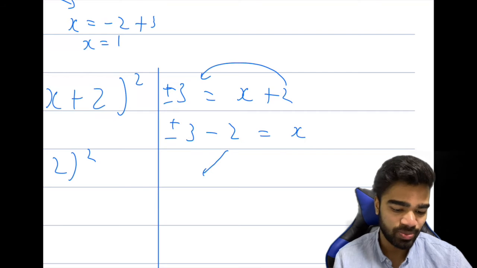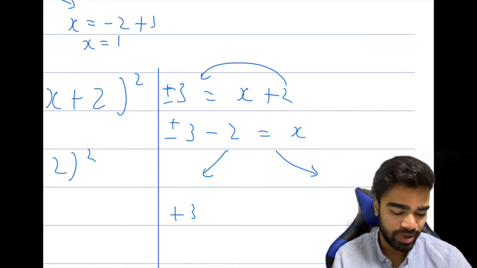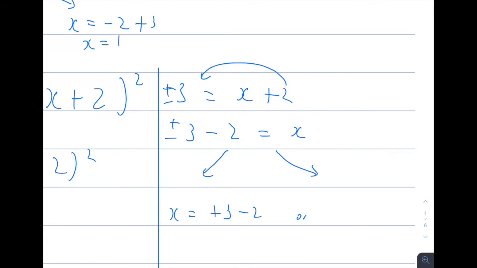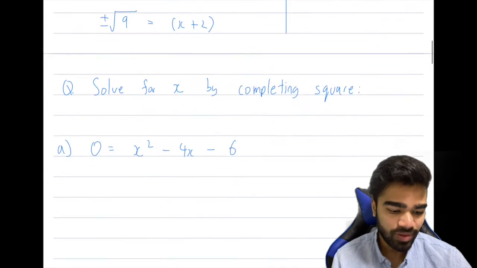Right, now we just need to split it up. You have two different options. So I take the positive version of 3. So x is equal to plus 3 minus 2, or x is equal to negative 3 minus 2. I take the negative version of that 3. So x is equal to 1, x is equal to negative 5. That's it. Okay, hope you got the hang of it.